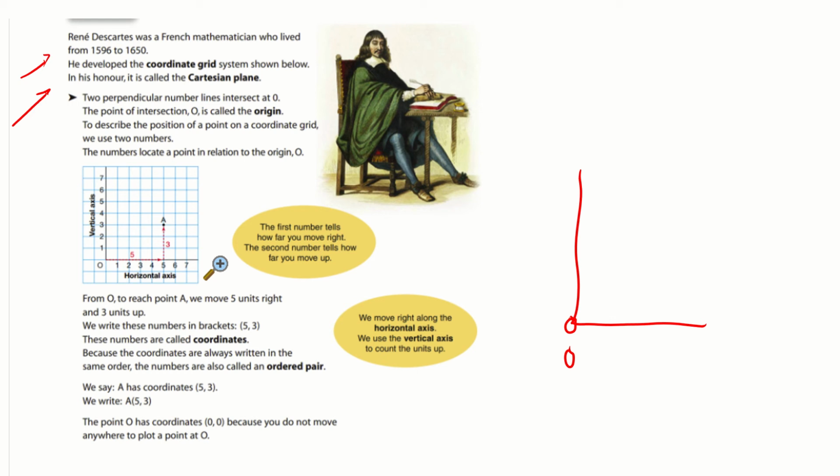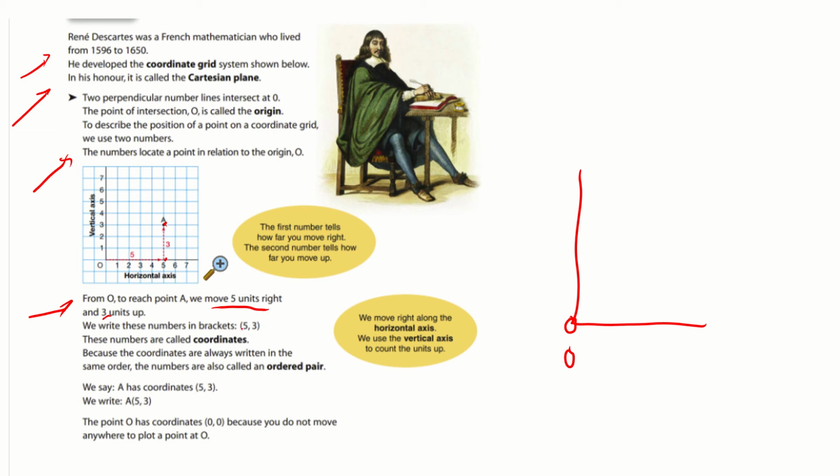To describe the position of a point on a coordinate grid, we use two numbers. This is called an ordered pair or coordinates. The numbers locate a point in relation to the origin. So, think about this. From 0 to reach point A, we have point A right here. We move 5 to the right, and then we move 3 up, to get to our coordinates there. So, we move 5 units right and 3 units up.